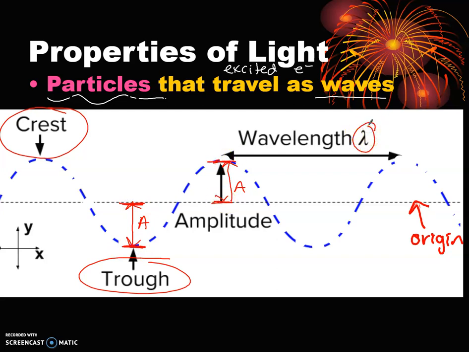And then the wavelength is exactly what it sounds like. It is the length of one full cycle of a wave. One complete up and one complete down. One complete crest, one complete trough. So you can measure it from crest to crest, from trough to trough, some arbitrary point to arbitrary point. It doesn't really matter, just as long as you have one complete cycle.